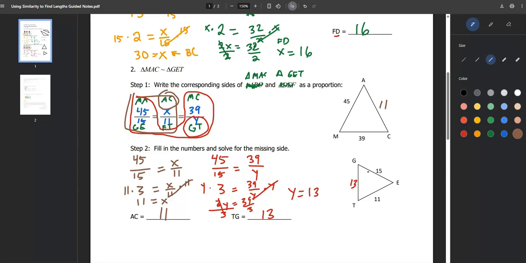So that's how you set up your proportions and how you find missing sides. That was our target today, was to do those two things. And I think if you can do that, that should set you up for day 2 as well when we're solving for story problems that we're looking for as well.